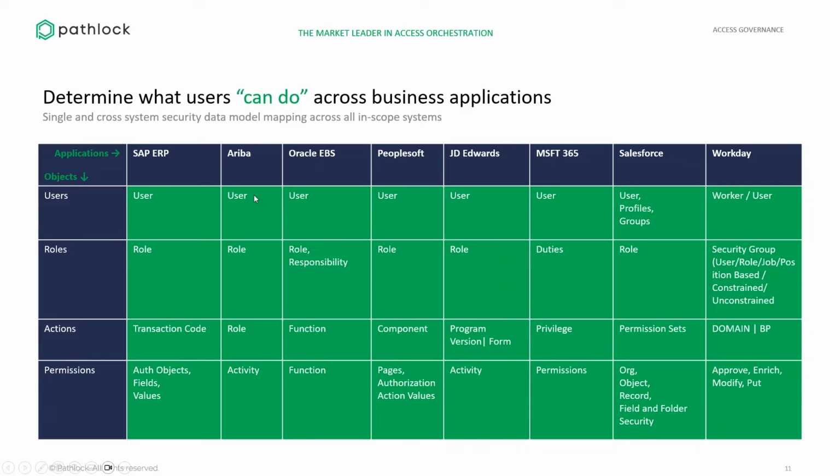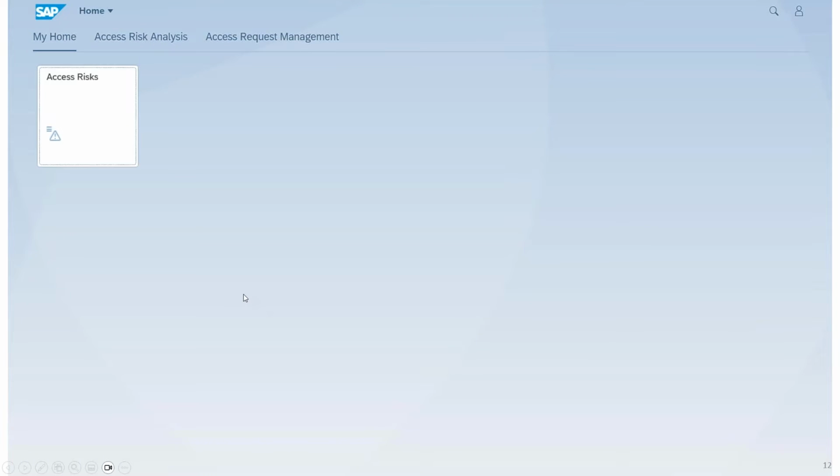And this is how we can provide very fine-grained SOD risk analysis and do an apples-to-apples comparison always based on permissions in SAP versus permissions in Ariba, so that we can tell you who can create purchase orders and approve them in Ariba and pay vendors out of SAP ERP, which is a typical SOD that is going to be in your procurement risk.